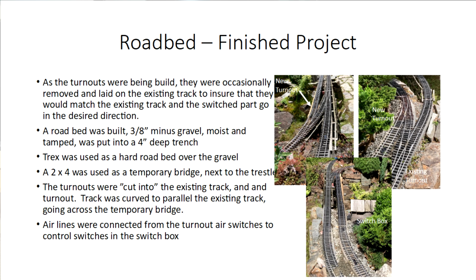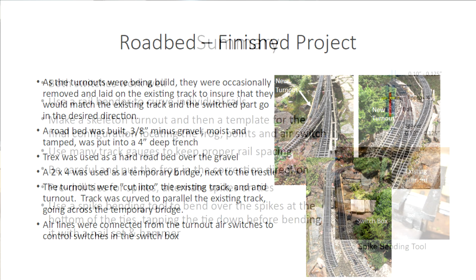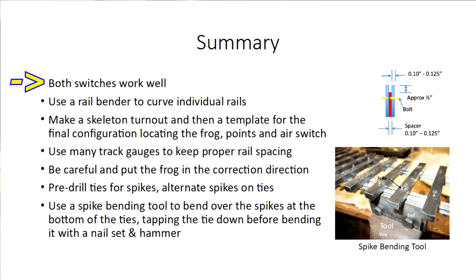So when you build a curved turnout and put your switch motor in, you want to make sure that, like in my case, if you don't have air on, the track goes the way that we'd rather have it go. So other than that, next. So bottom line, both switches worked well. Use a rail bender, and I've got a rail bender on the table there, so you can see what that is in case you don't know what one is.